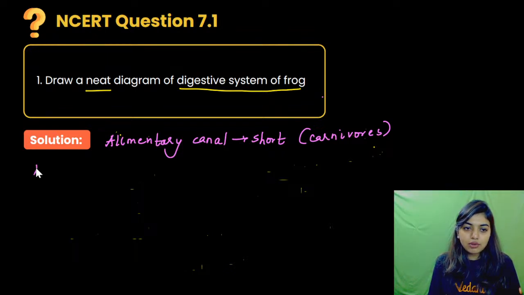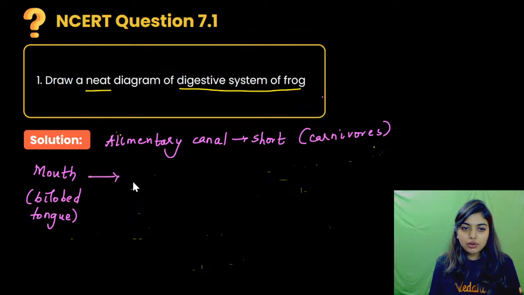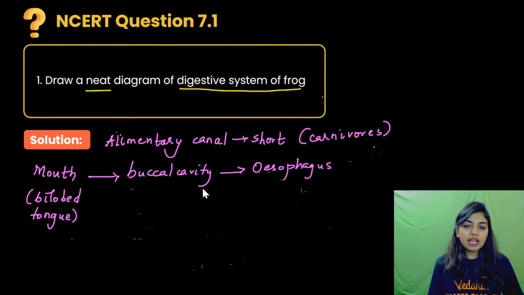Then you have to write about the mouth. In the mouth you should remember about the bilobed tongue. From the mouth it opens into the buccal cavity. From there it opens into the esophagus. Inside that you have your pharynx. Okay, esophagus, then we have pharynx.